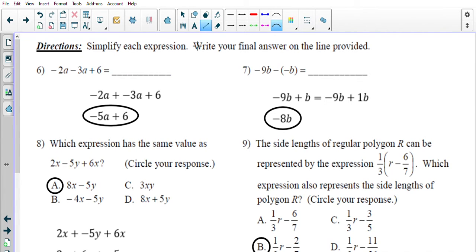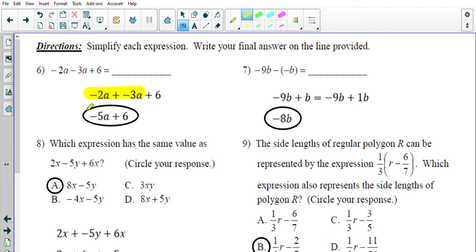We can combine the negative 2a and the negative 3a since they're like terms. In fact, I'll highlight those. Do negative 2 plus negative 3 to get negative 5. So my final solution is negative 5a plus 6, or 6 plus negative 5a.